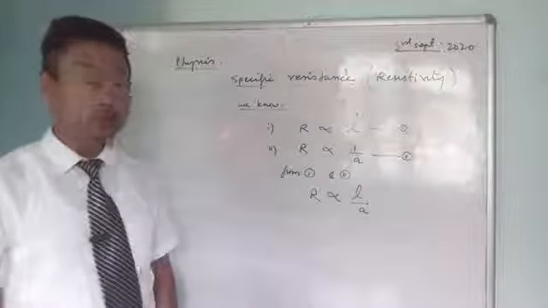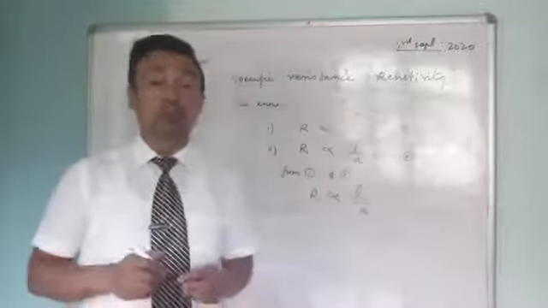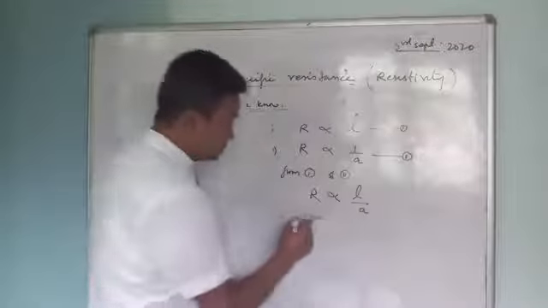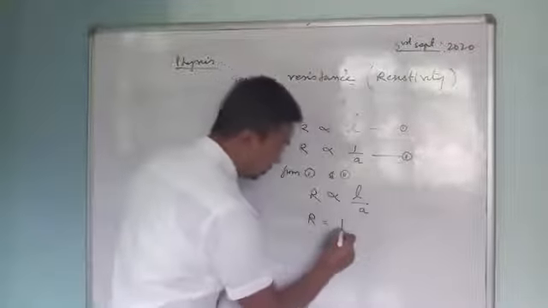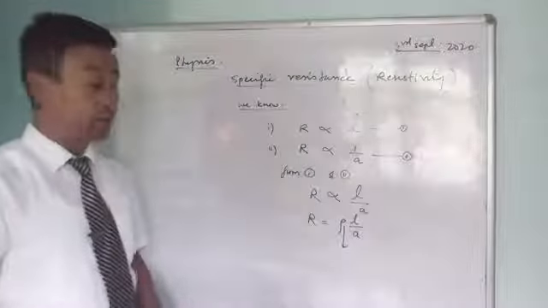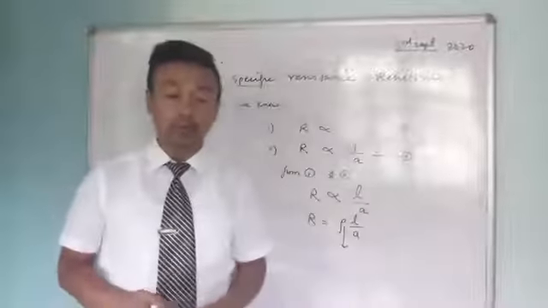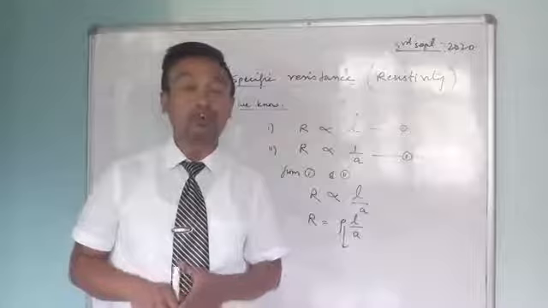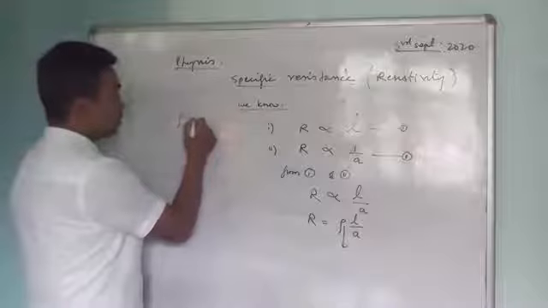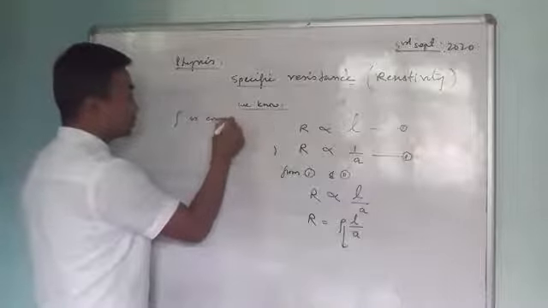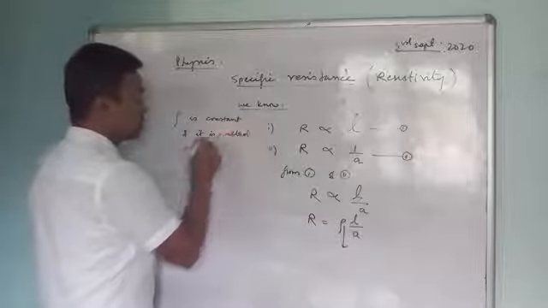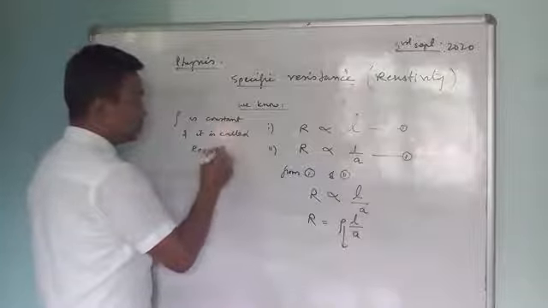We know that L is the length of the conductor, A is the area of the cross section. Now when this proportionality is removed, it is replaced by a constant. Here this constant is given a special symbol rho, and this constant is called the resistivity.